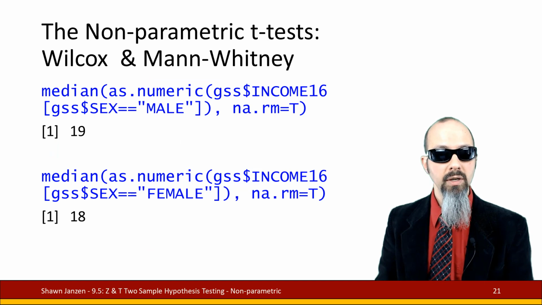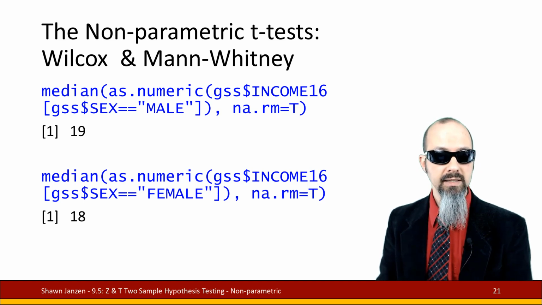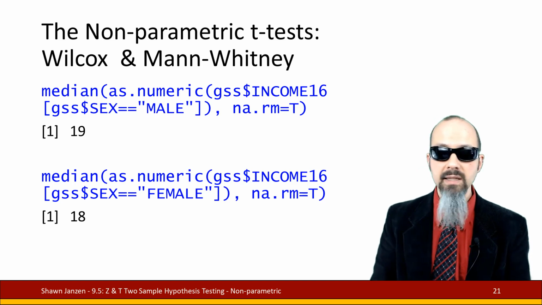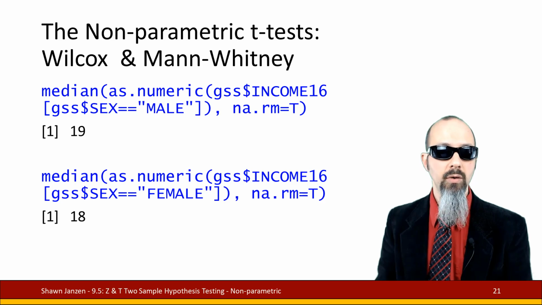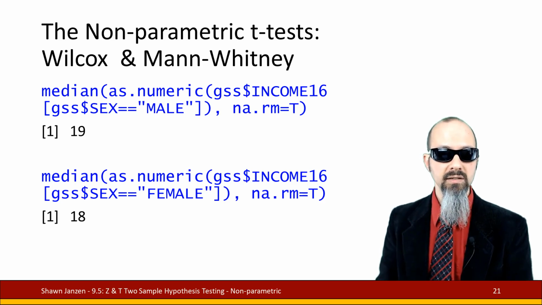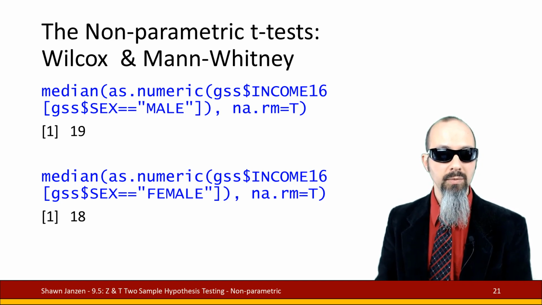So now I'm going to go ahead and look at their medians because these are non-parametric tests and they're going to look at the medians. And if I look at the median income for men, it says that it's income group number 19. Now keep in mind this isn't 19 like $19,000 or $19 even. This is the number of the group that as numeric on there is getting rid of the text labels and looking at the integer values. So this is income group 19. And if I look at the women, their median income is income group 18.